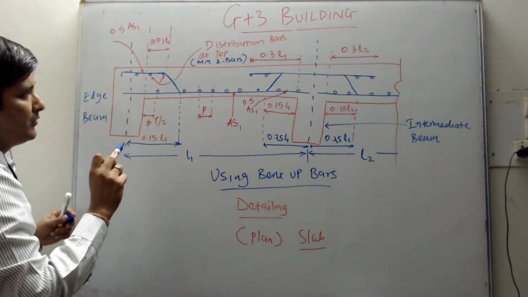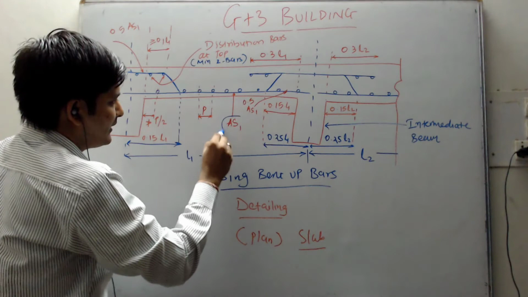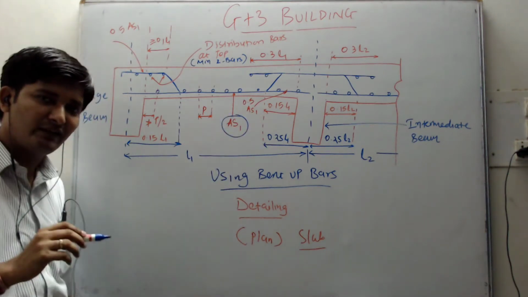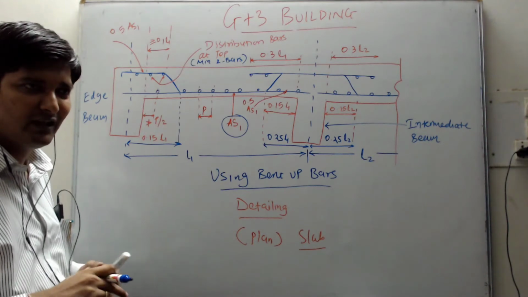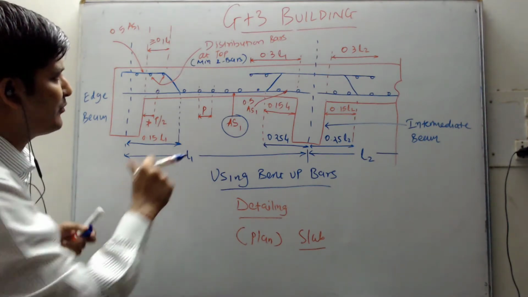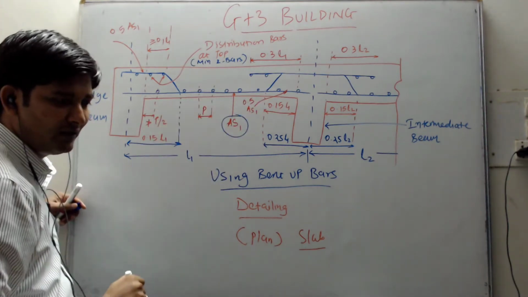So this AS1 is the area of steel that you have calculated. Suppose you have calculated the area of steel, say 300 mm square, so that you have provided as a main bar at bottom. This is one way continuous slab.